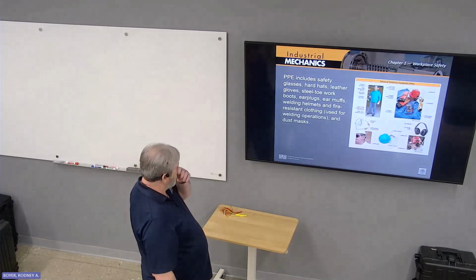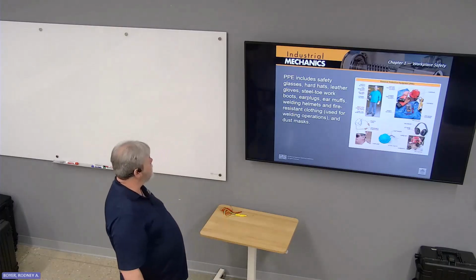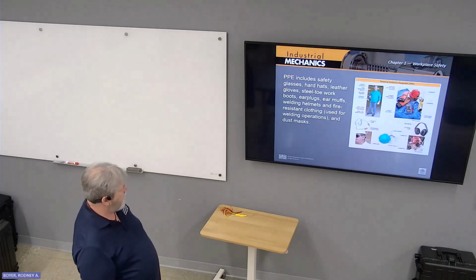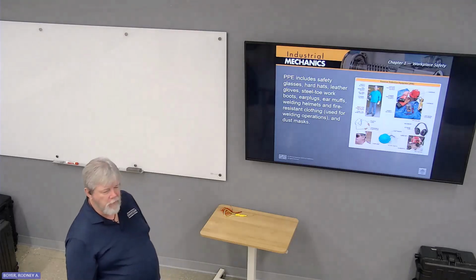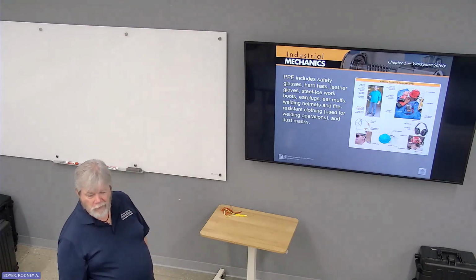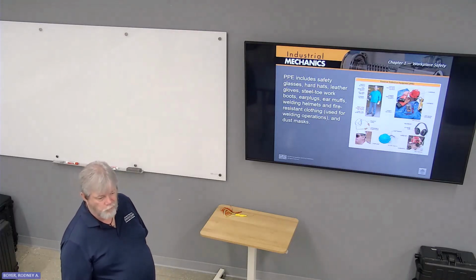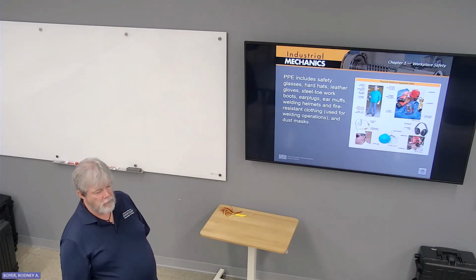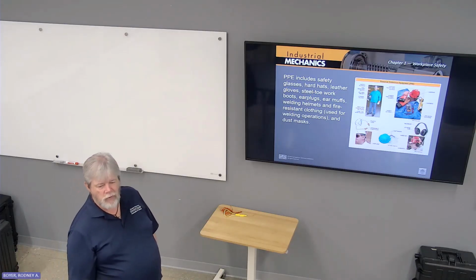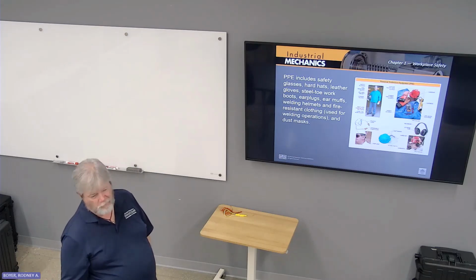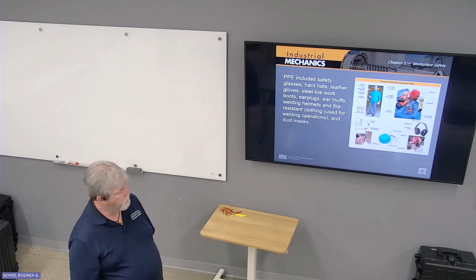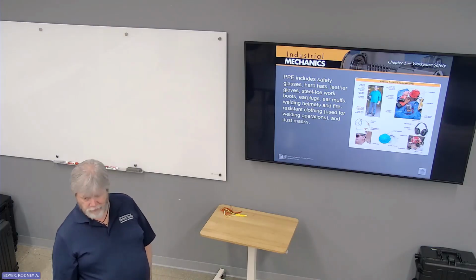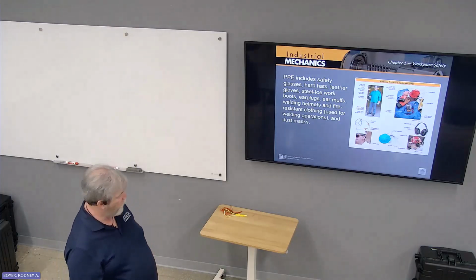PPE includes safety glasses, hard hats, leather gloves, steel toe work boots. A lot of them nowadays, instead of being steel toe, are composite toe. Those are arguably better than steel toe. My own personal argument, but they all have to pass the safety tests to be allowed to be sold.